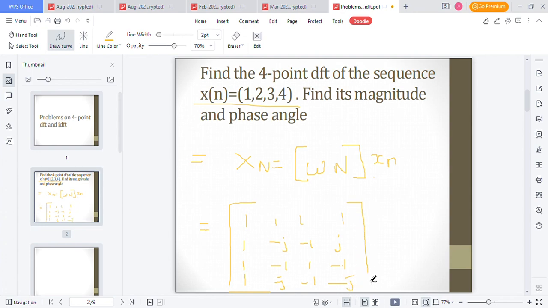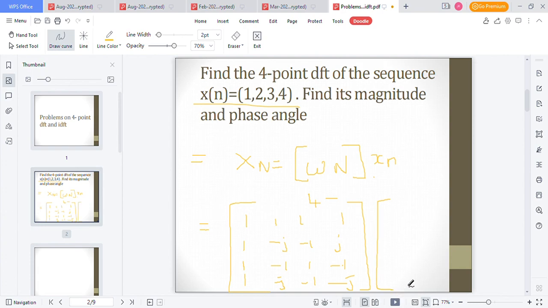So this is what you get. This is my 4-point DFT matrix. I am repeatedly telling you, this is my 4-point DFT matrix, because for my inverse discrete Fourier transform, my matrix will change. Let me come to that and I'll showcase it to you. Only some parts of the matrix will change, and I'll tell you about that.